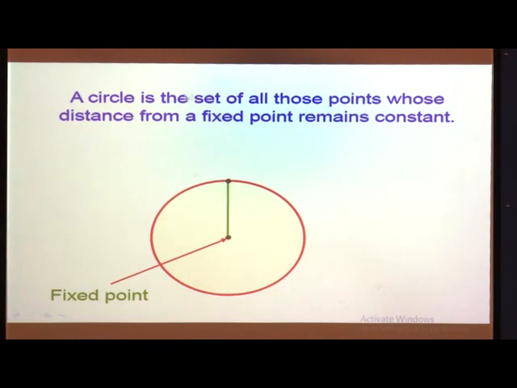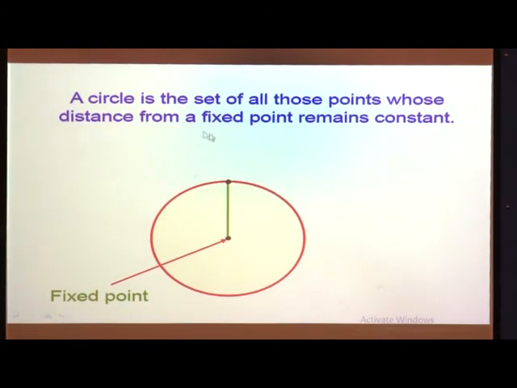A circle is the set of all those points whose distance from a fixed point remains constant. So, this is the center. It is also called the fixed point, and if we measure from this fixed point to any point on the circle, the distance remains the same. This is called the fixed point. We also call it the center.